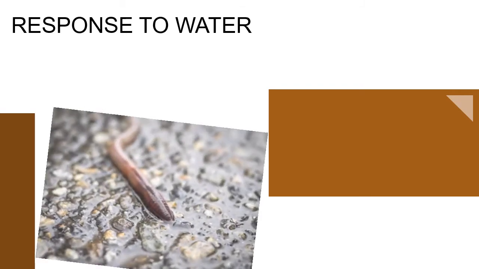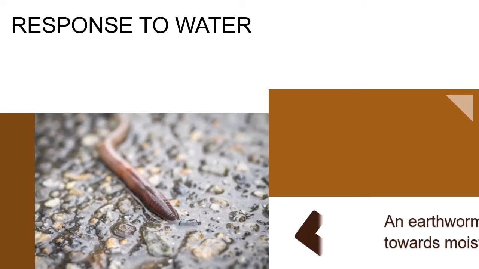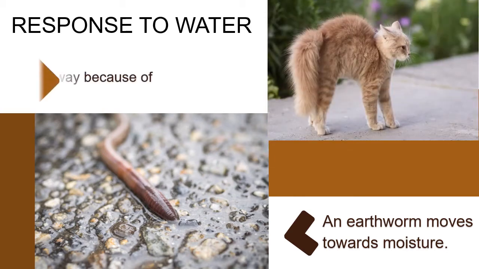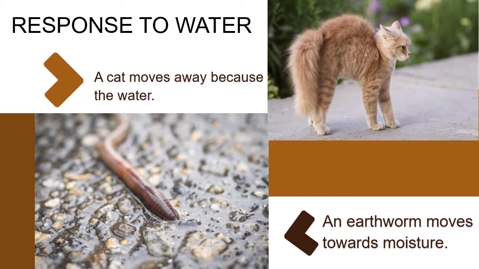Second, response to water. How do animals respond to water? Example, an earthworm moves towards moisture. A cat moves away because of the water. Cat's displeasure of water is because of the oily coat that doesn't shed water easily. It makes it hard for them to return to a dry state. That's why they don't like being wet.